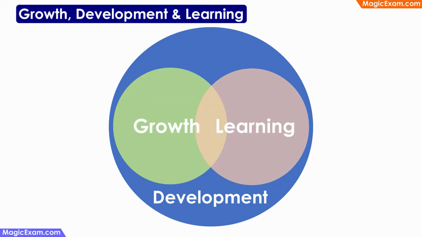Now that we have seen the meaning of growth, development and learning, if you look at what is the connection between these three concepts, we see that development consists of both growth, which is the physical attributes which can be measured, and also learning, which are the qualitative or the mental attributes. Therefore, development includes both growth and learning.